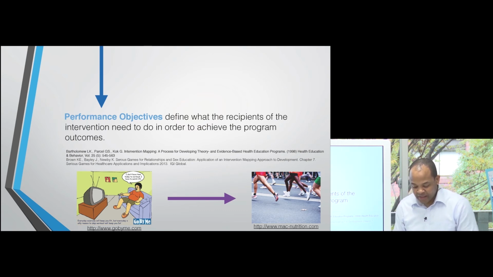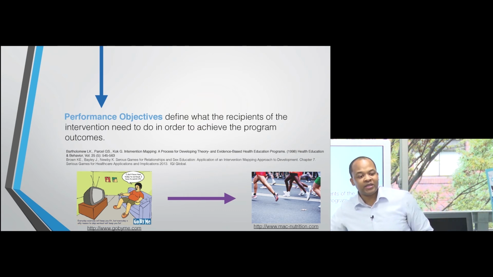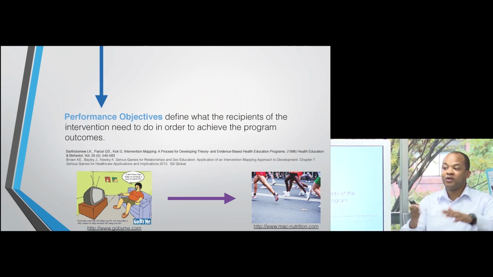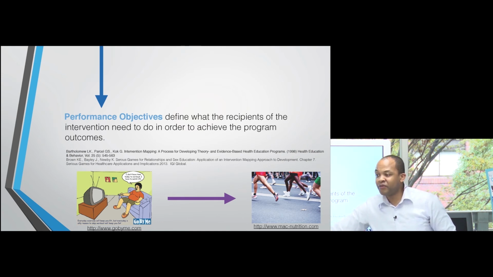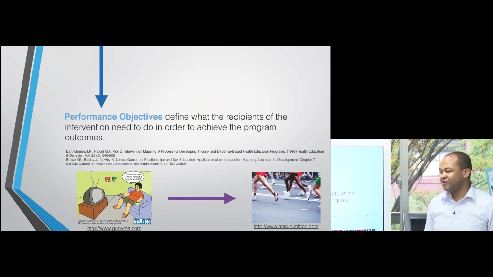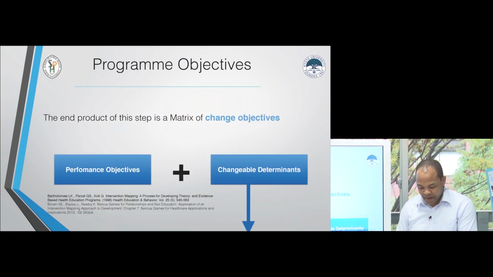Specific things. So for example, if you have someone as your target who has this kind of habit to sit and just watch TV all day, you need to really think very hard in your performance objectives on what they need to do in order to move from here to being active, right? These are very specific things that you need to compile.